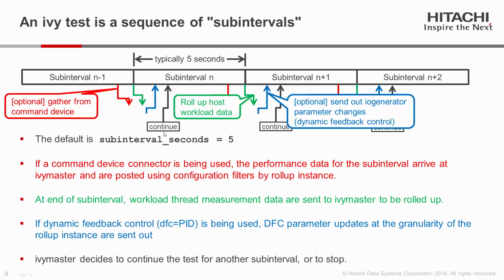And then finally, once the optional dynamic feedback control updates have been sent out, the master host tells each leaf on the tree to either continue or to stop. And at the end of the test, it'll say stop. So that's how we do dynamic feedback control.